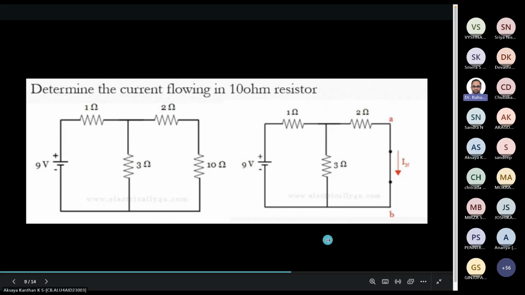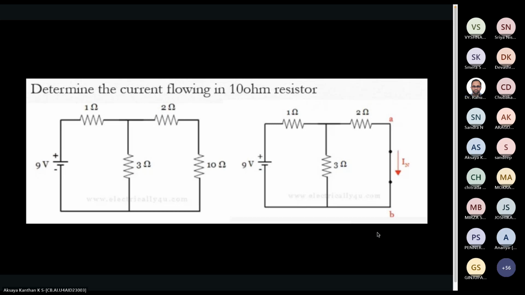Here, what we are doing is finding the current flowing in the 10 ohm resistor through Norton's method. So we need to find the Norton current and Norton resistance. For Norton current, we remove this 10 ohm and make it a short. Then only it will become IN, the Norton current. IN means the branch current in the 2 ohm resistance.